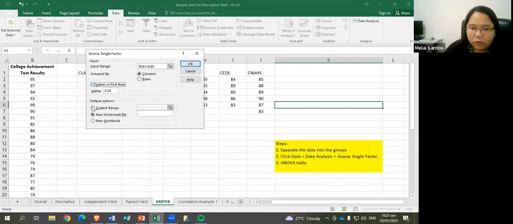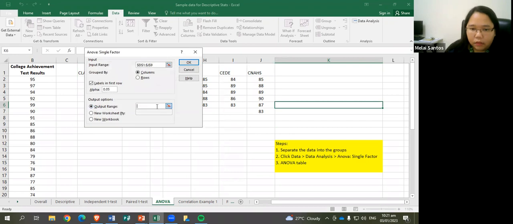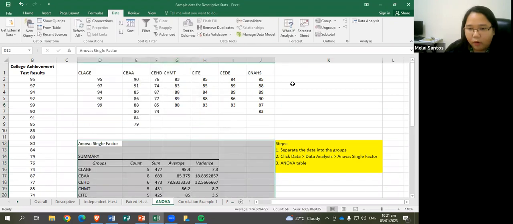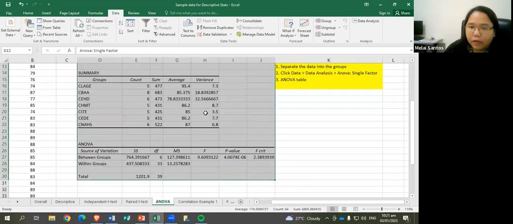Output range. Where do you want to put that? Maybe I can just put it here, and then click OK. It's there. But there are 2 types of tables that you will see.